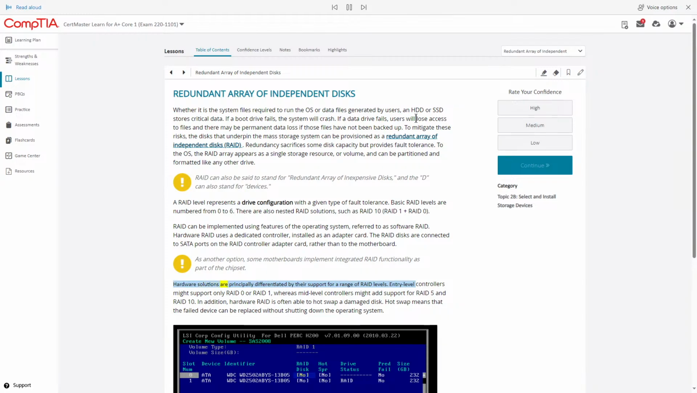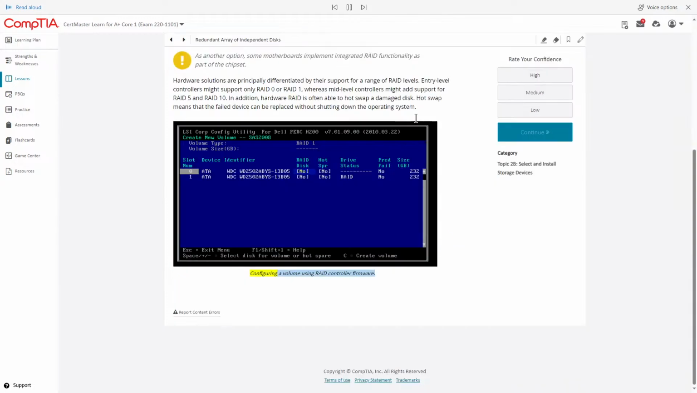Hardware solutions are principally differentiated by their support for a range of RAID levels. Entry-level controllers might support only RAID 0 or RAID 1, whereas mid-level controllers might add support for RAID 5 and RAID 10. In addition, hardware RAID is often able to hot swap a damaged disk. Hot swap means that the failed device can be replaced without shutting down the operating system. Configuring a volume using RAID controller firmware.